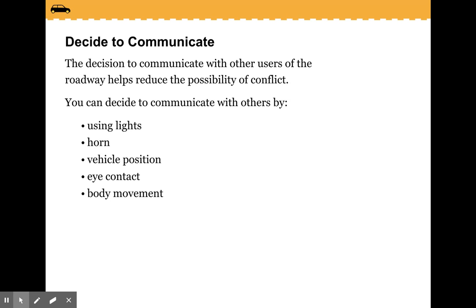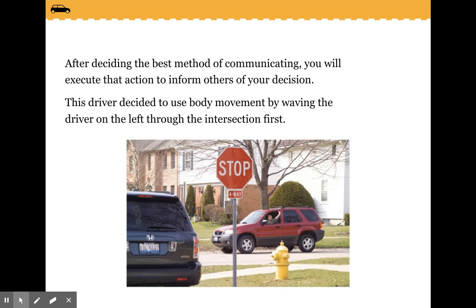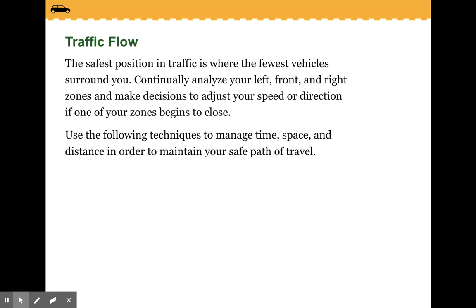The decision to communicate with other users of the roadway helps reduce the possibility of conflict. You can decide to communicate with others by using lights, horns, vehicle position, eye contact, and body movement. After deciding the best method of communicating, you will execute that action to inform others of your decision. This driver decided to use body movement by waving the driver on the left through the intersection first.